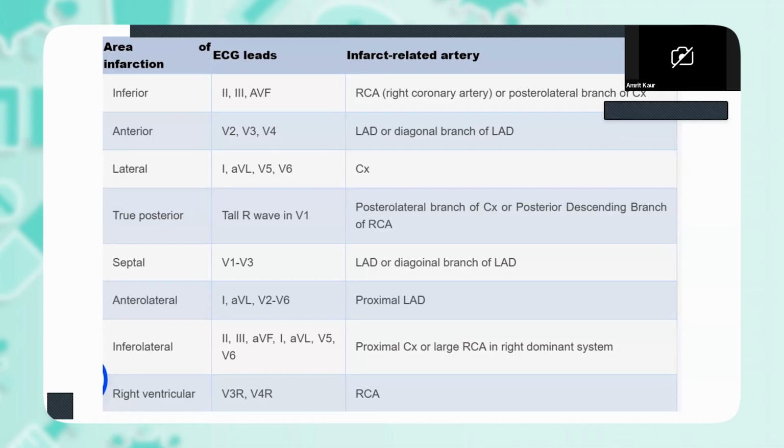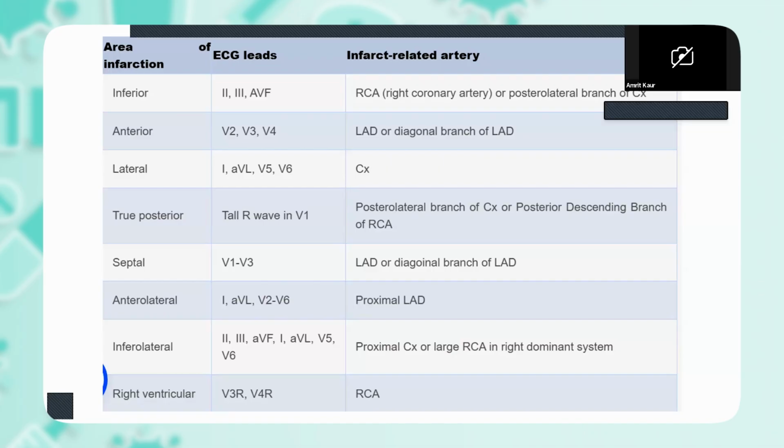I assume we all know about the areas and their arteries. There are 2 specific areas of infarction I want to bring your attention to. One is the posterior wall MI and one is the right ventricular MI.